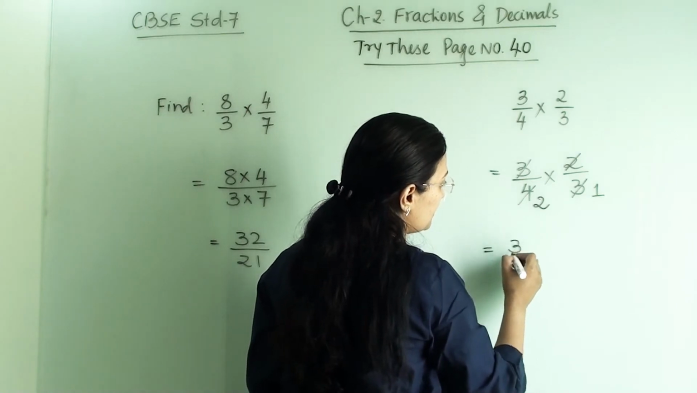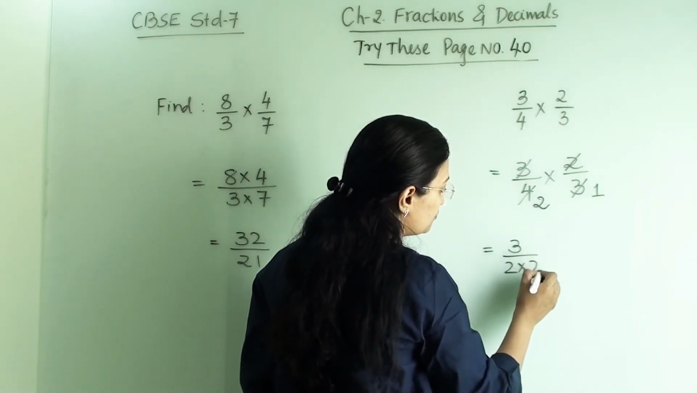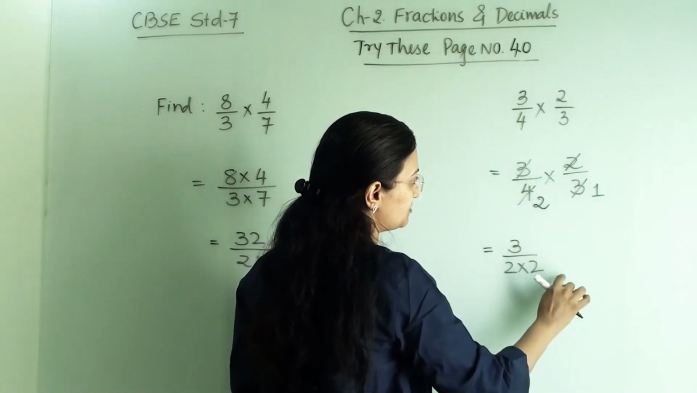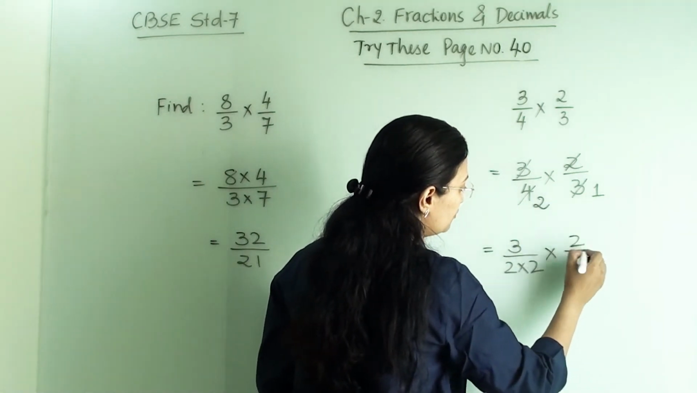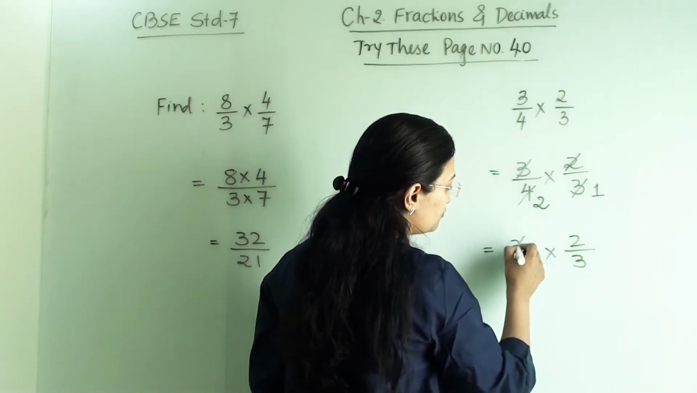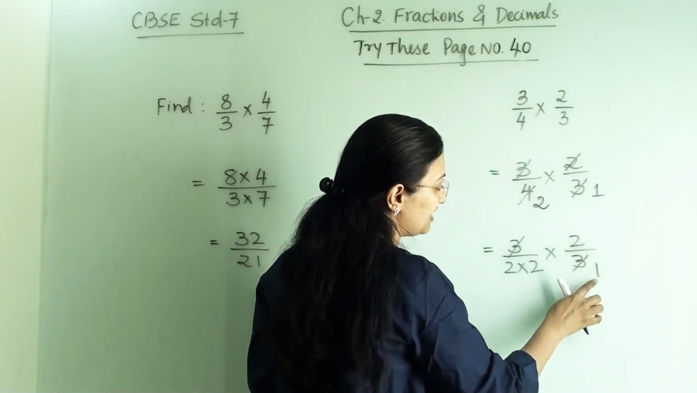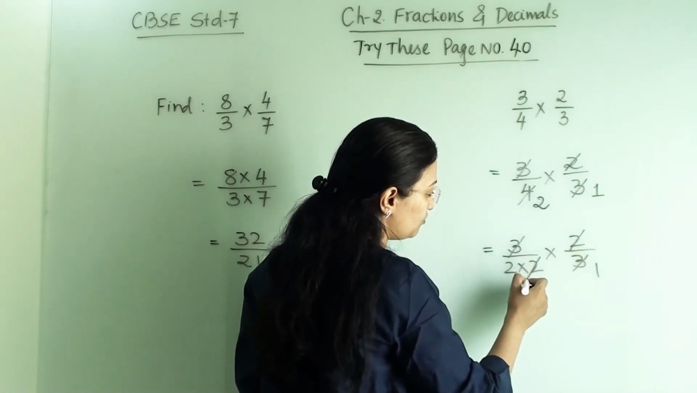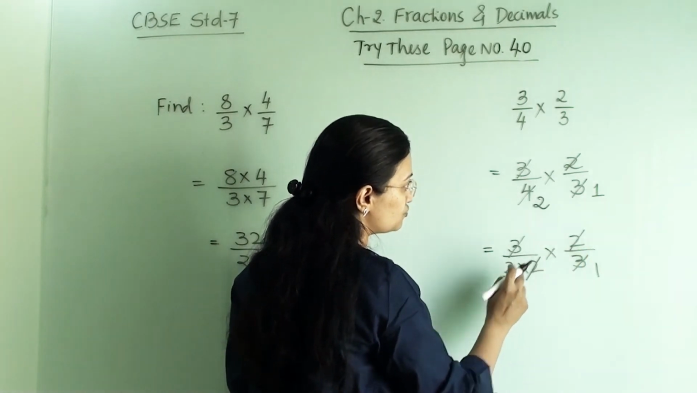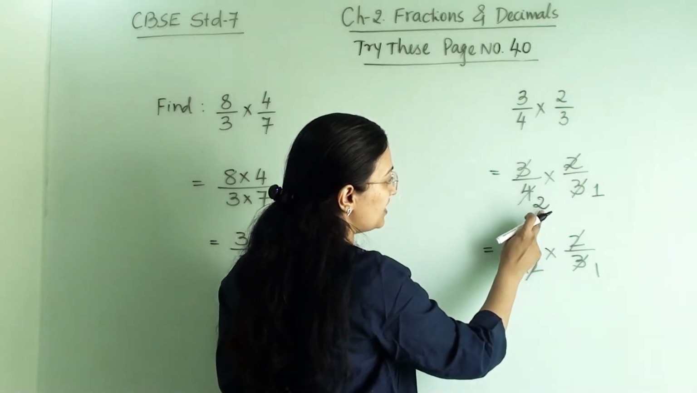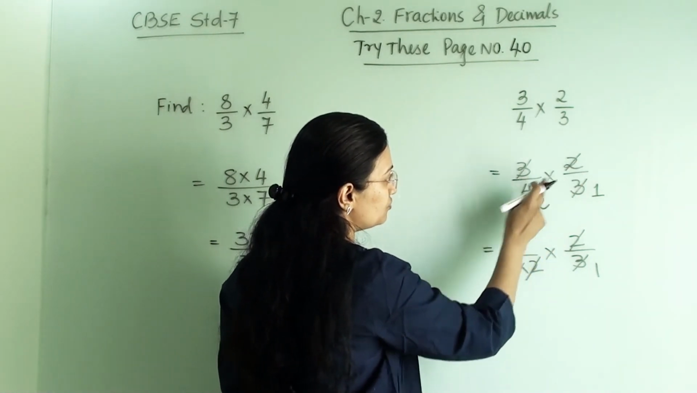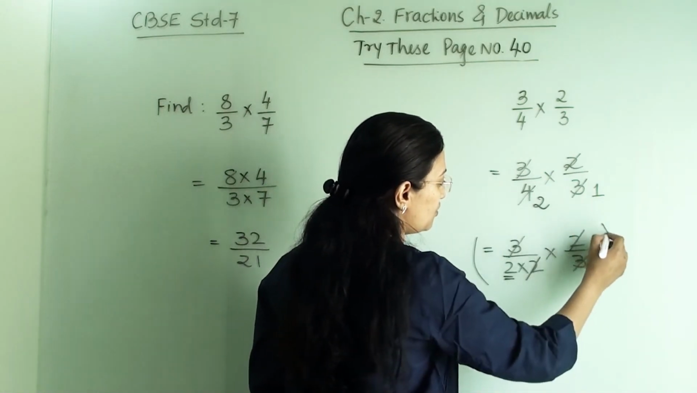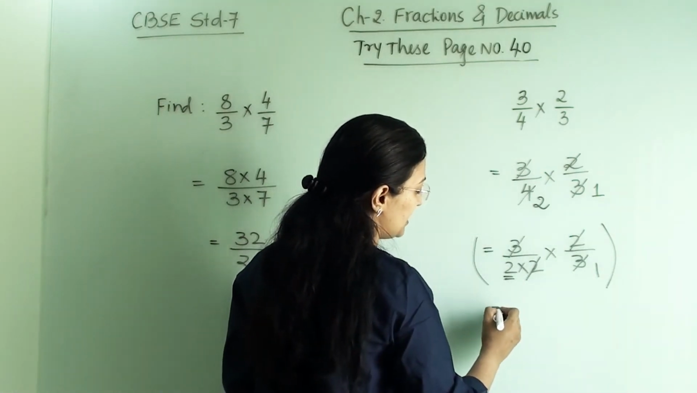That is 3 divided by 2 into 2, 4. I have written it like this just for the explanation. Then into 2 divided by 3. So the 3 and 3, I will cut off and write 1 here. 3 ones are 3. Now 2 is there, one more 2 I will cut, so the remaining is 2. That's why I have written 2 into 2 is 4. 2 twos are 4, so here 2 will remain. This you do not need to write; this is just for the explanation.